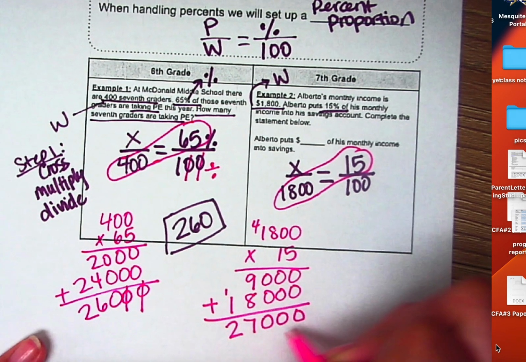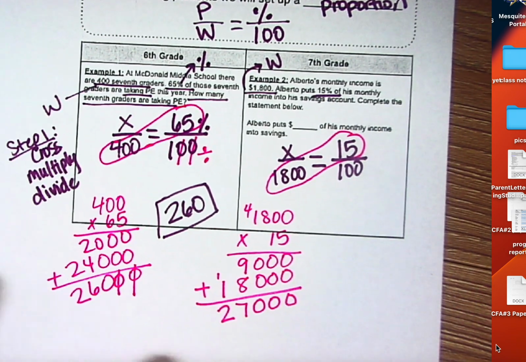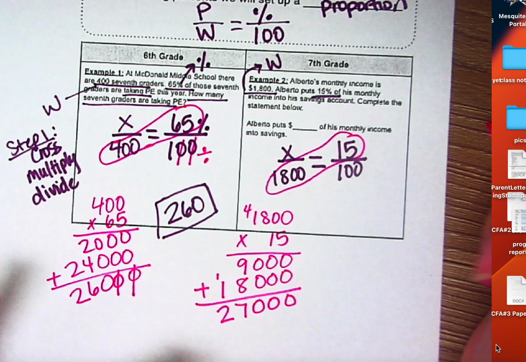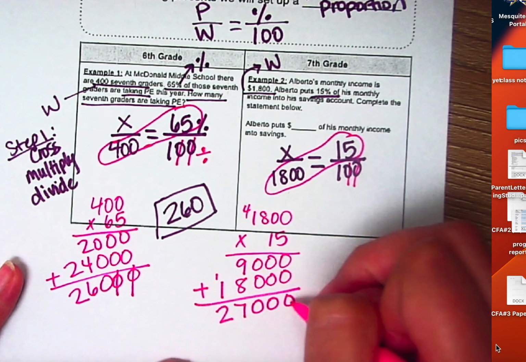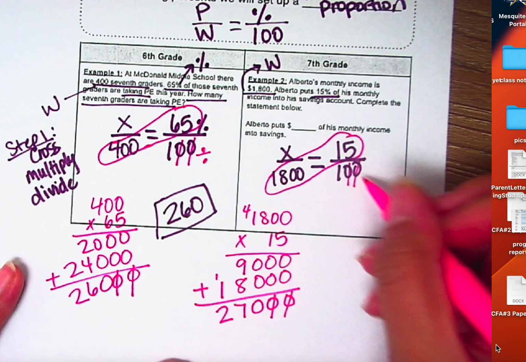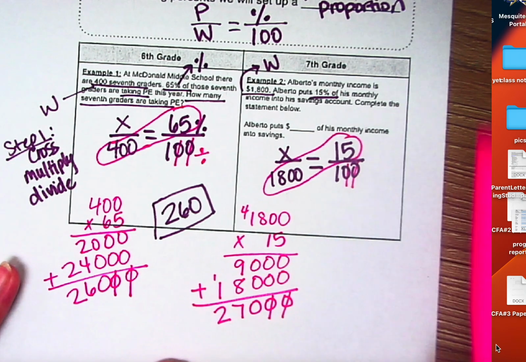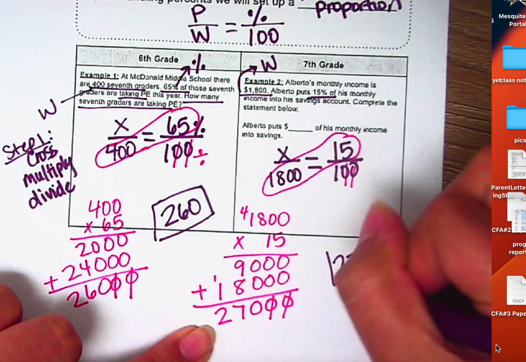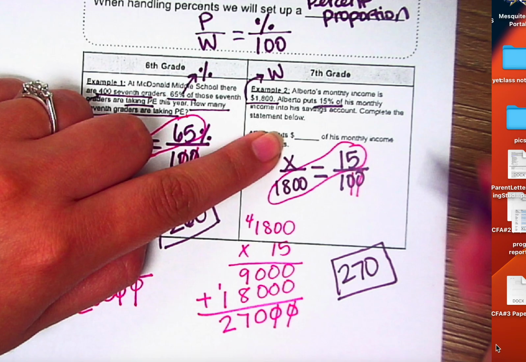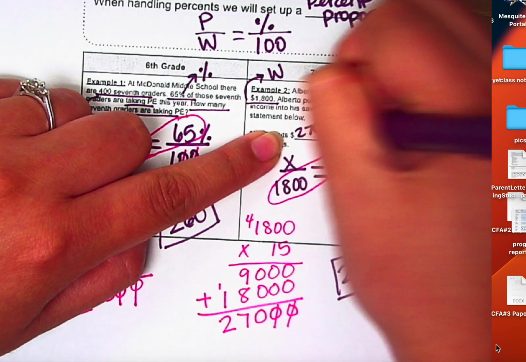Okay, it's a pretty big number, okay? Let's do our zero trick again. How many zeros can we cross off here? 2. We're going to do the same on the bottom. Okay, 2 zeros cross out. Okay, so our answer is going to be 270. That's how much money he puts into his savings account.